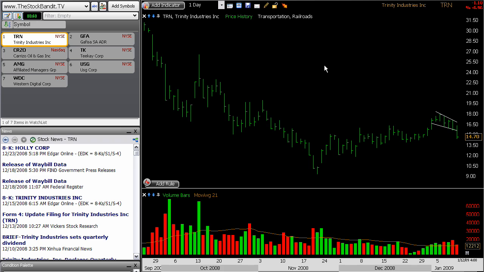Now, a flag pattern really is an advance, and then some kind of a pullback that can be defined by some parallel trend lines. So we've got a descending trend line above price, and a descending trend line below price, and price generally tends to stay within the confines of that range. Then the pattern is confirmed with an upside breakout above the upper trend line.